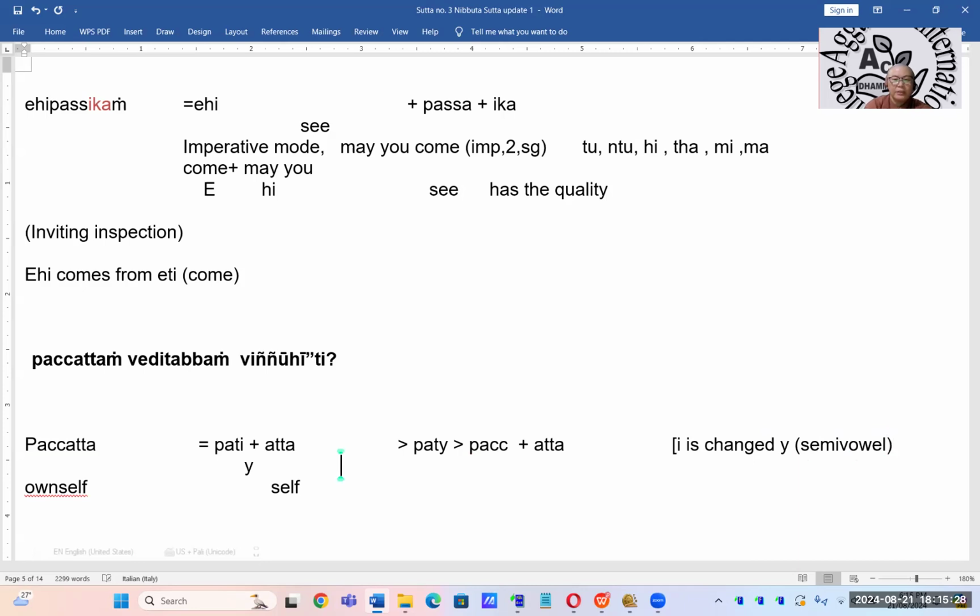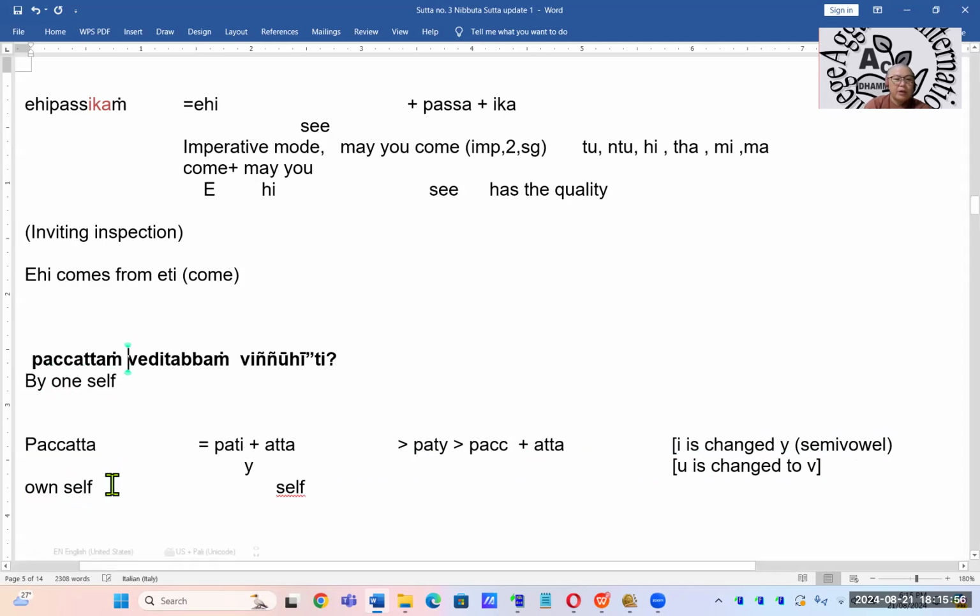Also, another example that you will all see, like U is changed to V. V is the semi-vowel for the U. Okay. So I changes to Y. So you get TY, and TY changes to CC, and then atta. So you get pachatta, meaning own self. So this means, if translated, by oneself. Now veditabo.